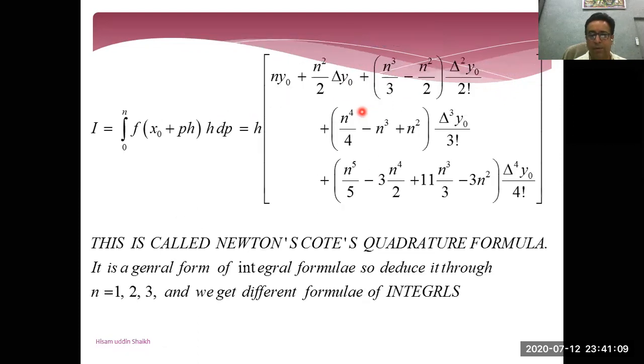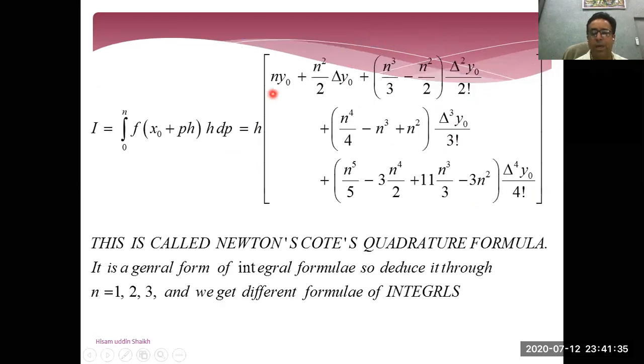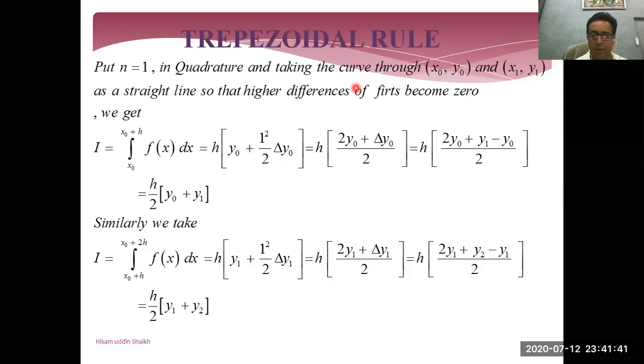So in quadrature, when we put n equal to 1, the higher differences, meaning more than the first, are omitted. Only the terms n y naught and n square upon 2 delta y naught remain; the square term, the cube term, the fourth term and the fifth term are all omitted, all cancelled. When n is equal to 1, the terms are y naught and 1 upon 2 delta y naught, and h remains the same.